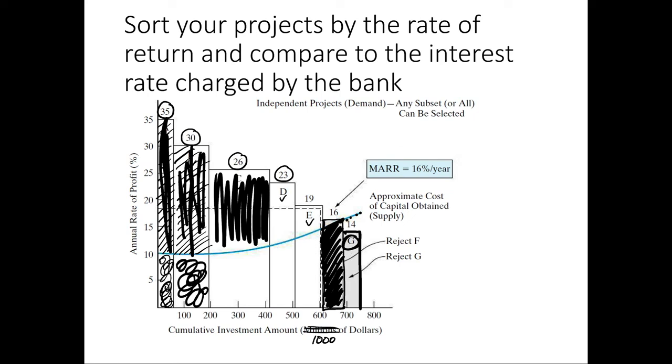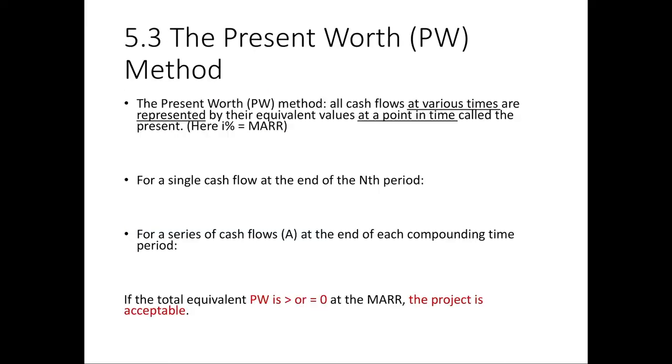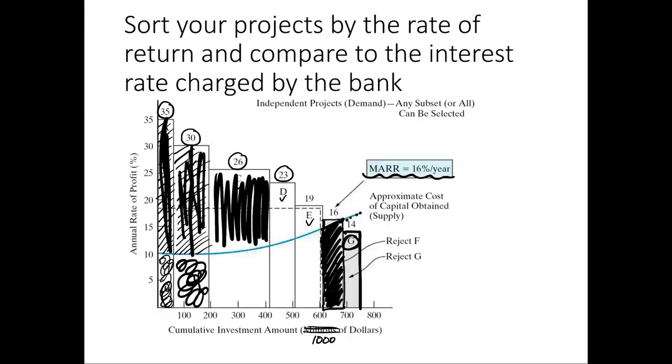So this is another way you can decide what your minimum attractive rate of return is. Your minimum attractive rate of return is the level of interest rate where the project can recover the cost. Based on this chart, we determine that 16% per year is going to be that rate of return. So this is just one of the many ways you can determine your MARR.